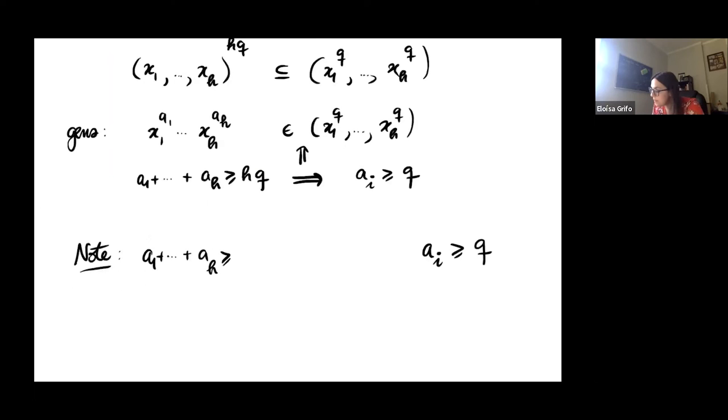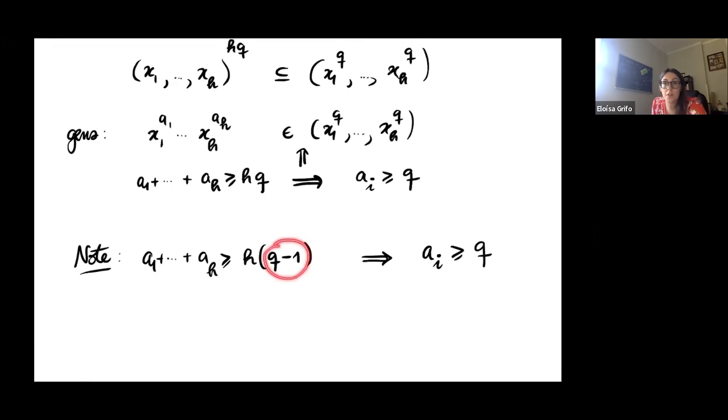How do I make this fail? I want to conclude that one of them is at least Q. The worst or best case scenario, depending on how you look at it, is that of these h many things, they're all smaller than Q, right? So if all of them were exactly Q minus one, they would sum up to h times Q minus one. So in this situation, it would fail to have one of them be at least Q.